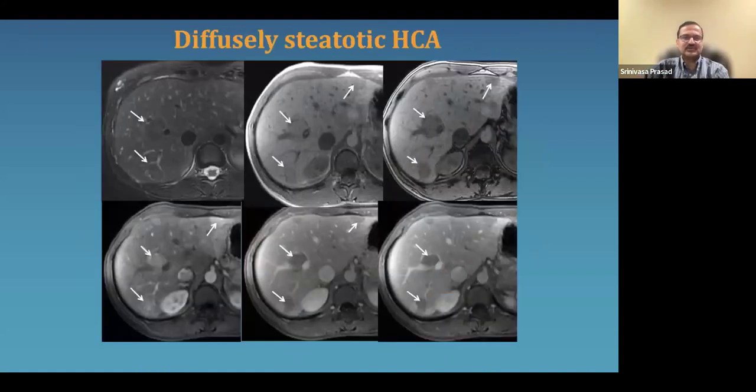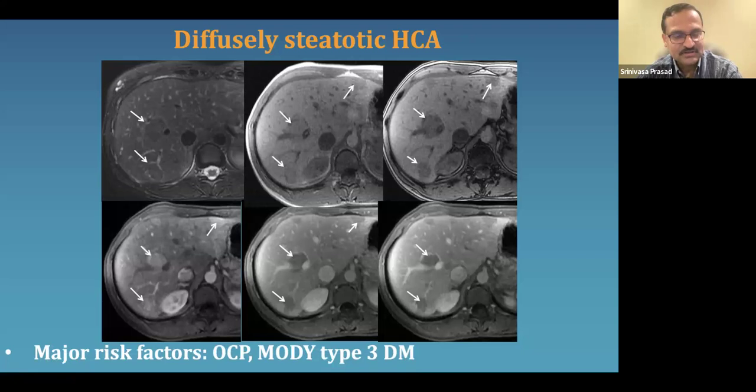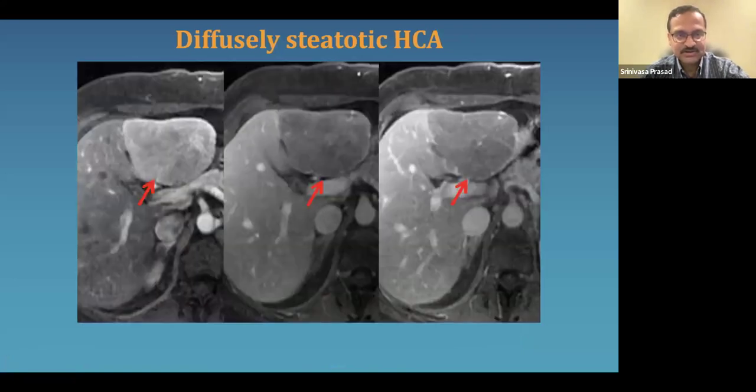Here is an example of steatotic hepatocellular adenomas. Notice that there is a diffuse loss of signal on out-of-phase or opposed-phase T1-weighted images, and notice that they are typically hypervascular, and they tend to show washout on subsequent phase images. The major factors are oral contraceptives and a type of diabetes called MODY type 3 diabetes. These patients are predisposed to the steatotic type.